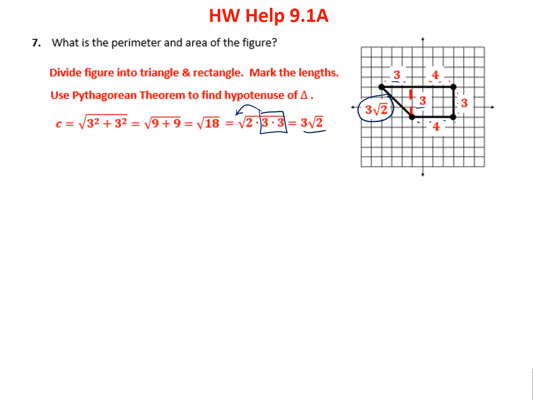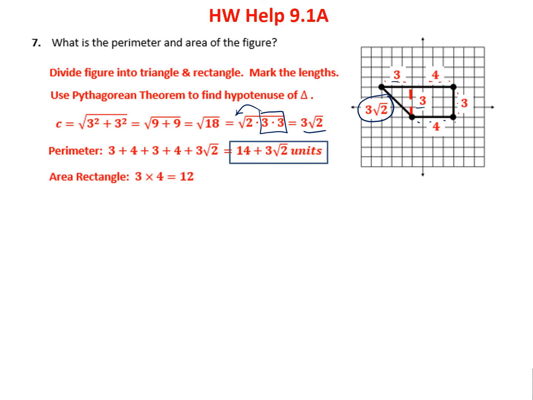Okay? Now that I have the sides, I can find the perimeter. The perimeter is going to be all the sides added up, 3 plus 4 plus 3 plus 4 plus 3 radical 2. So we have 14 plus 3 radical 2, and that's as far as we can go. And that's our answer for the perimeter.